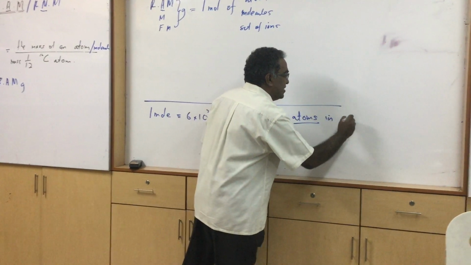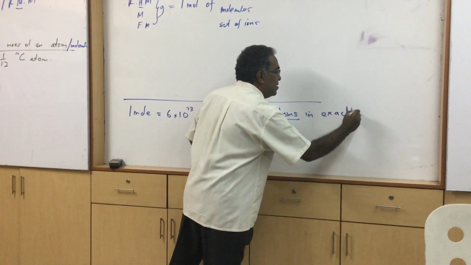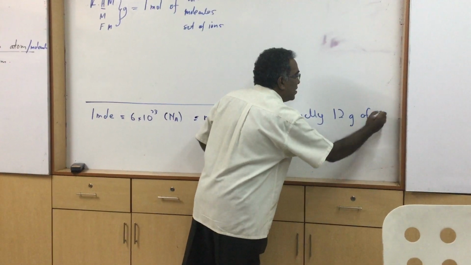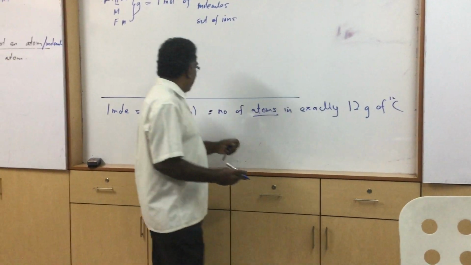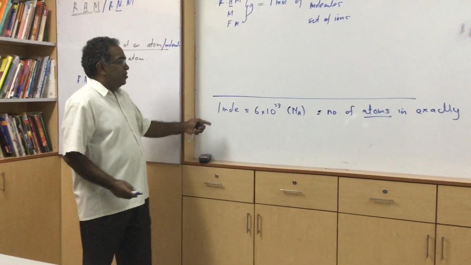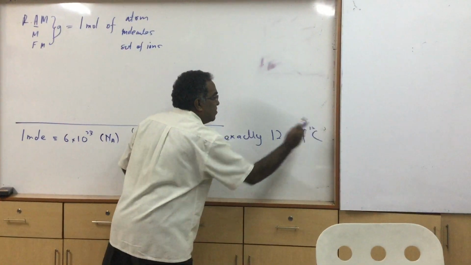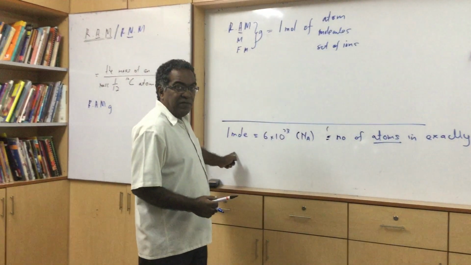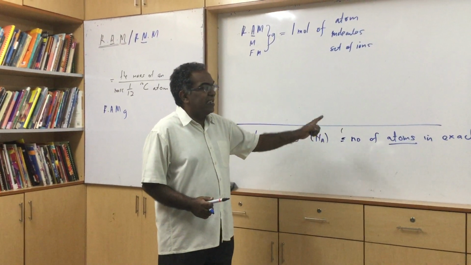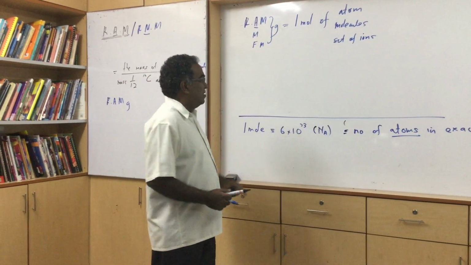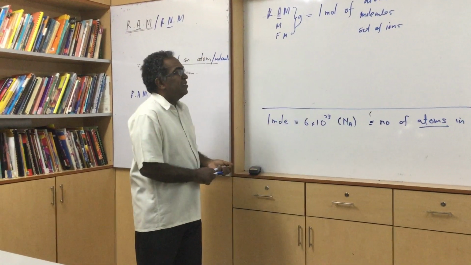But for definition's sake, 1 mole is equal to the number of atoms in exactly 12 grams of carbon-12. Now that is the formal definition. So if you want your full marks in the IGCSE, it's best that you mention this, that 1 mole is the number of atoms in exactly 12 grams of carbon-12. This is also known as the Avogadro number.